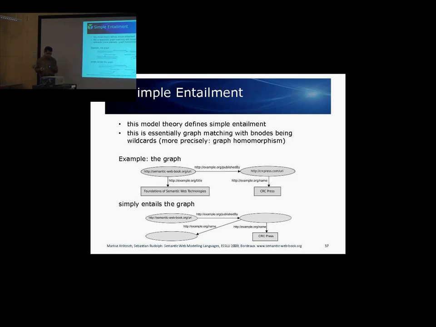Again, using RDF versus using OWL, the amount of entailment which is supported by RDF is fairly limited. It is not as rich or as detailed as OWL-based entailment. And it's basically graph matching with blank nodes being matched for wildcards, something what you were asking me a few minutes ago. For example, in this particular case, this graph which we have, that there is a book which is published by the particular publisher, it just simply entails this particular graph and nothing else.